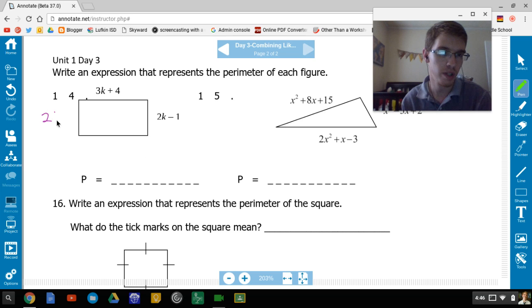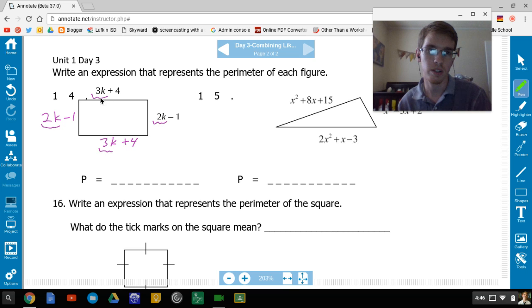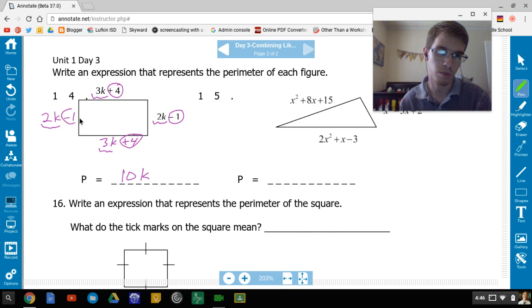So I'm going to bring 2k minus 1, and 3k plus 4. So when we add these up, we get 3k, 2k, 3k, 2k. So that would be 2, 5, 7, 10k. And then adding these up, we get 4, that's 3, 7, minus 1 is 6, so 10k plus 6.